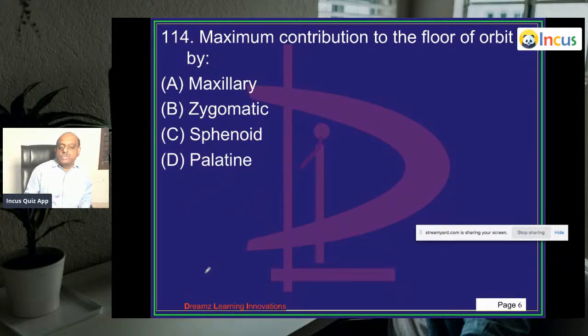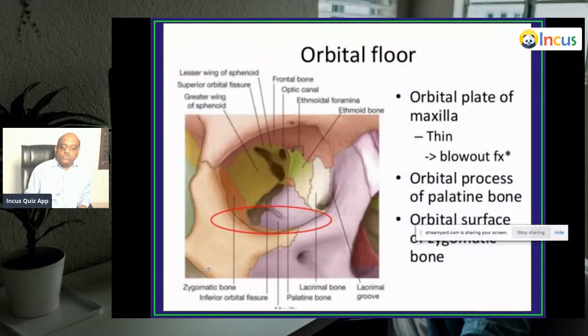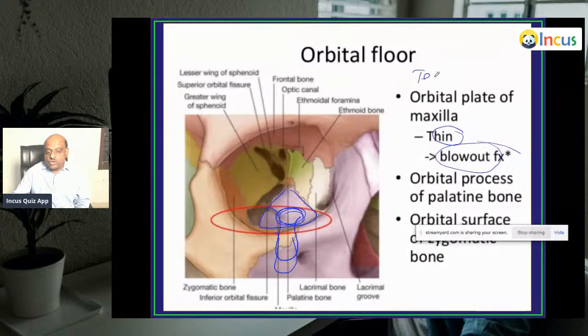So who contributes maximum to the floor of the orbit? It is the maxillary bone. So there is an orbital portion of the maxilla, and this orbital portion is very thin. Whenever it hits you in boxing, there can be a blowout fracture, and the orbital process will lead to the tissue in the orbit drooping down, and that is called the teardrop sign, is what you need to remember.